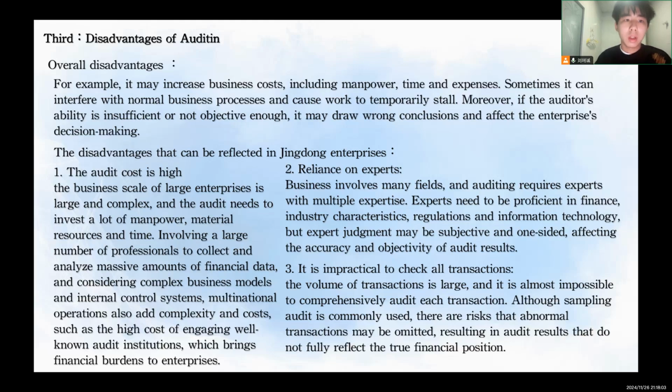The volume of transactions is huge and it's almost impossible to comprehensively audit every transaction. Although sampling audit is commonly used, there is a risk of missing abnormal transactions, resulting in audit results that cannot fully reflect the true financial position.